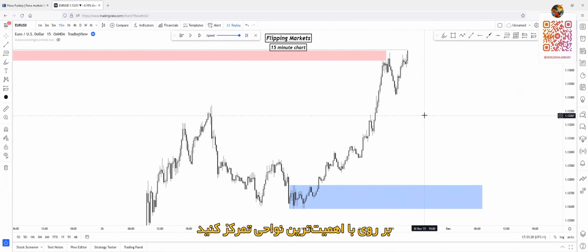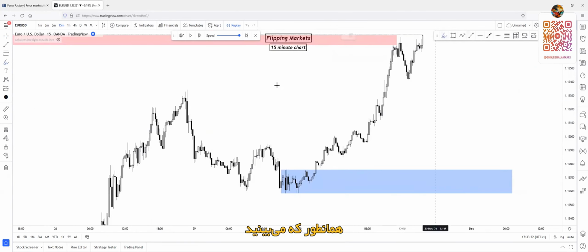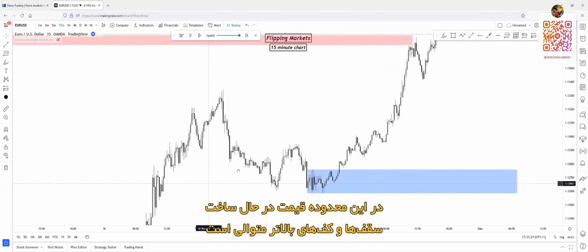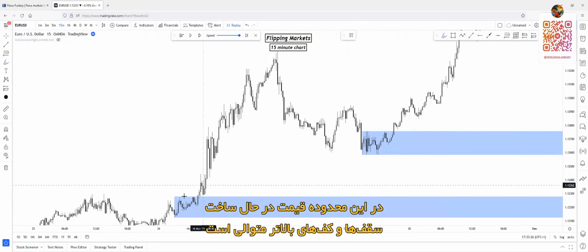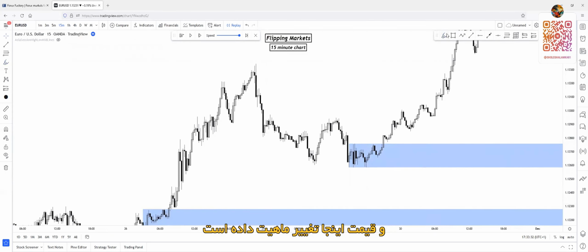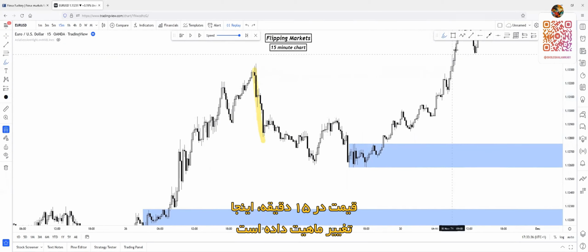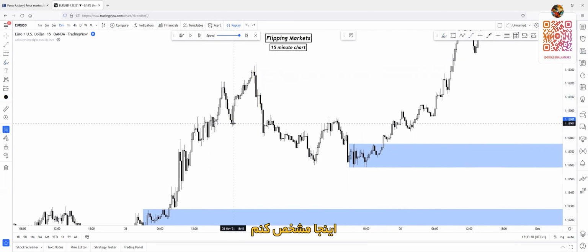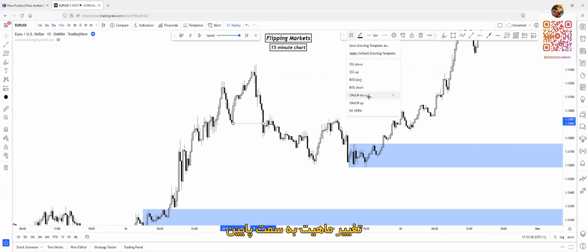Focus on the most relevant zones. As you can see, price was creating a series of higher lows and higher highs in this region, starting from this extreme demand zone. And actually price changed character here on the 50-minute. This is a 50-minute change of character. I will just mark it here as a change of character down.